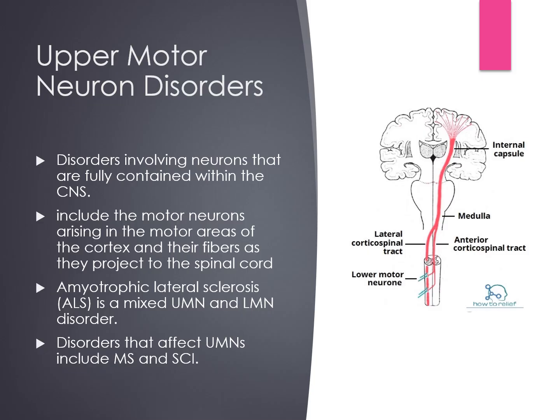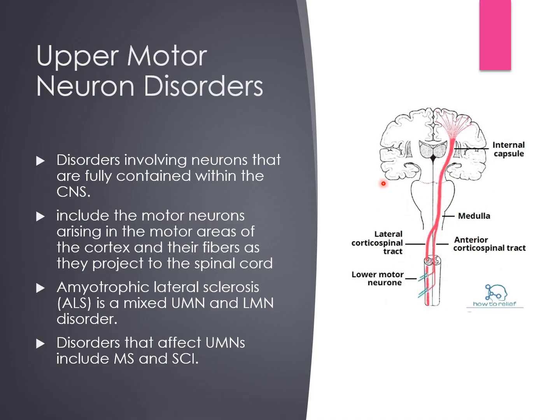Now we're going to move on to some other upper motor neuron disorders. And so these are disorders involving neurons that are fully contained within the central nervous system. So they include the motor neurons that start in the motor areas of the cortex and their fibers as they project to the spinal cord. So you can see that here. Here are our upper motor neurons projecting from the motor cortex, traveling down through the brainstem and into the spinal cord, where they'll eventually synapse with those lower motor neurons in the ventral horn.